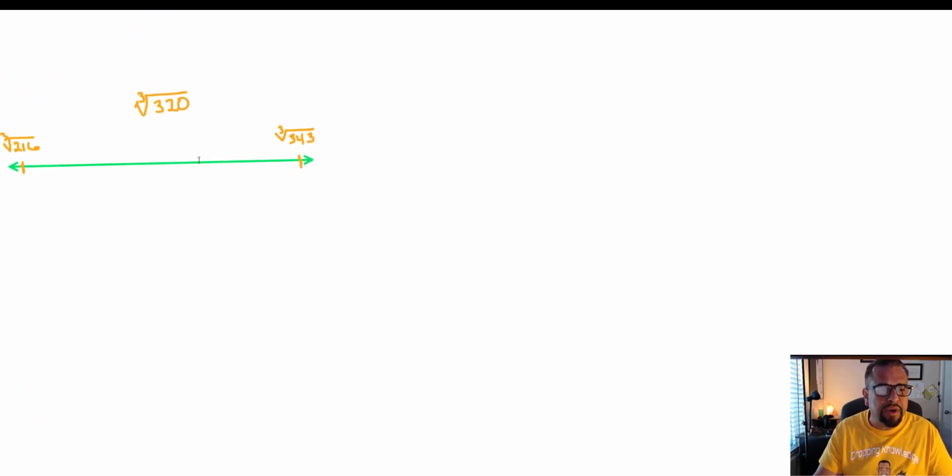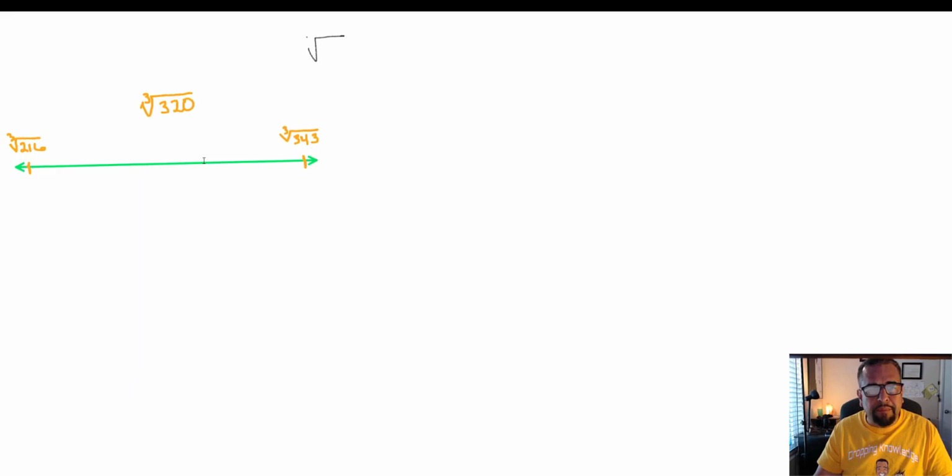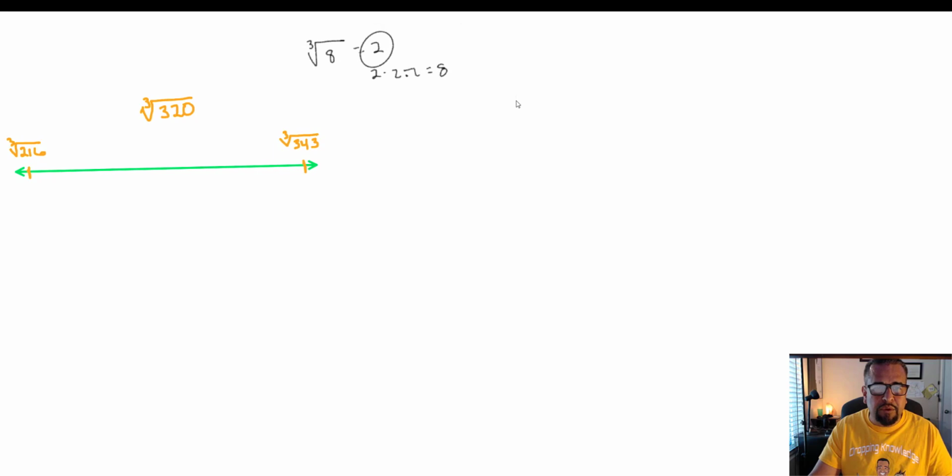As we look at this one, now remember cube roots. What number times itself? So for example, a quick refresher. If I was talking about the cube root of 8, what number times itself 3 times would equal 8? That would be 2, because 2 times 2 times 2 equals 8. So my answer in this case is 2. Basically, what number times itself 3 times equals the number inside my radical.